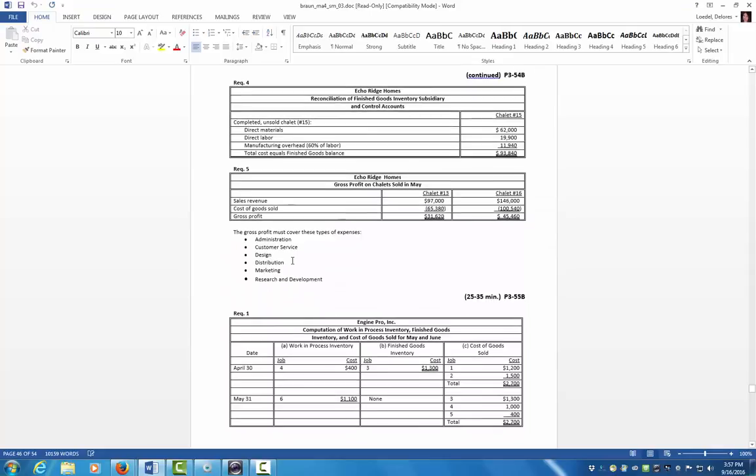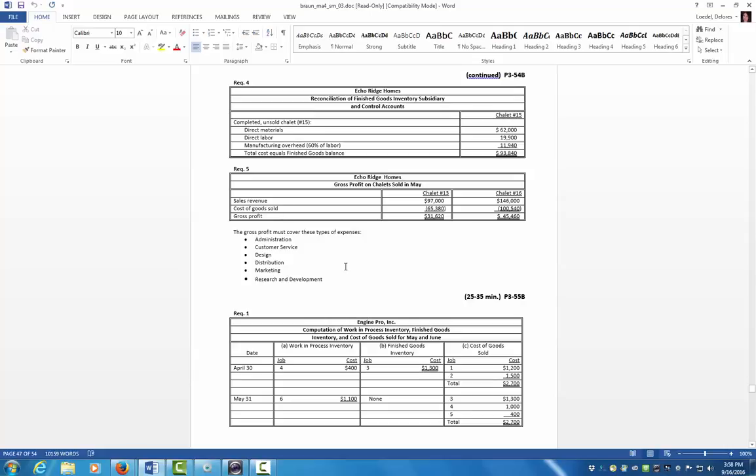The last requirement, requirement number 5, is just a very simple gross profit analysis on our 2 chalets that were sold to show our sales revenue minus our cost of goods sold and to get our gross profit. And that shows here how much our gross profit was on both of these chalets, a little more profitable on chalet number 16 in total dollars. And the last part of that requirement was asking us what costs must gross profit cover.